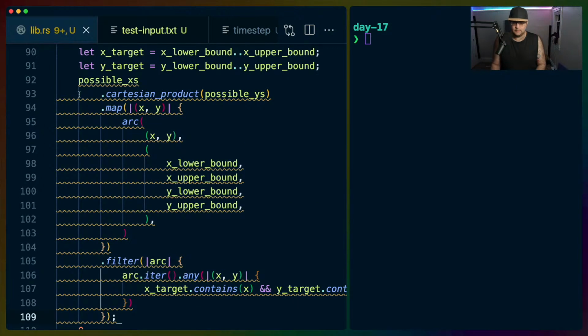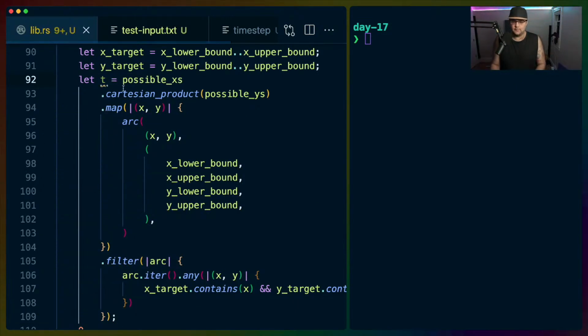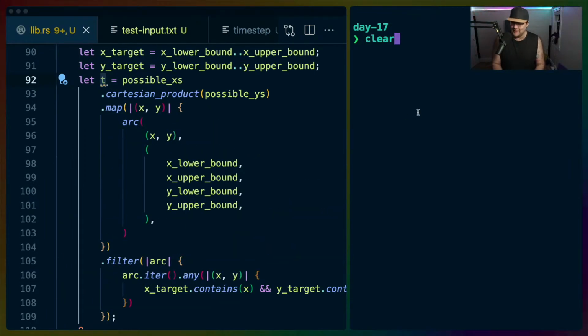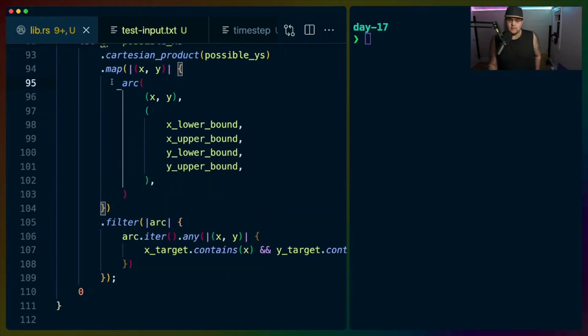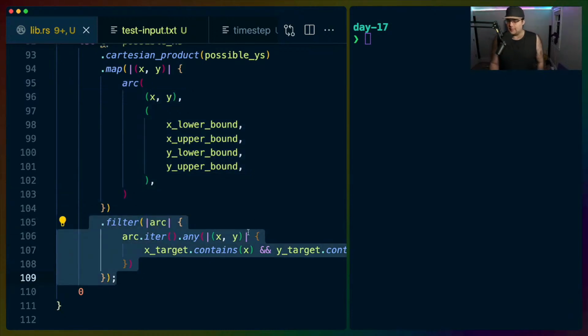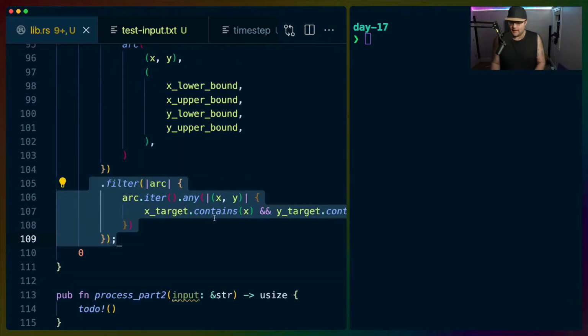Okay. There we go. Now we don't have yellow on the whole thing. We only have yellow on the variable name. Okay, so we've generated all of the positions for all of the possible arcs. We've filtered them down to just the arcs that hit.